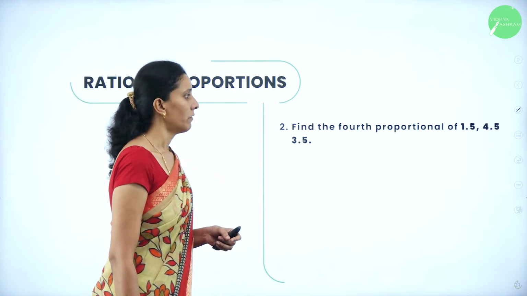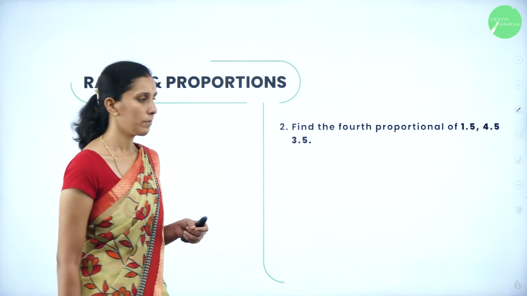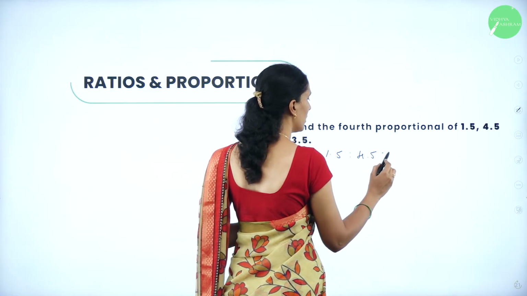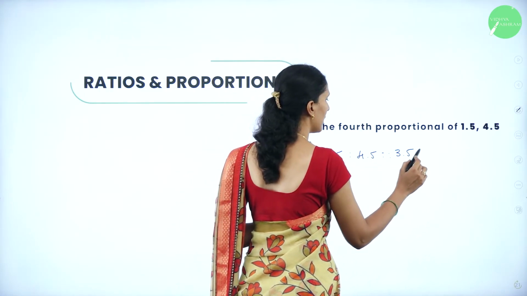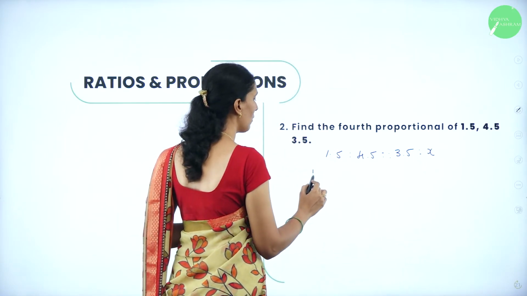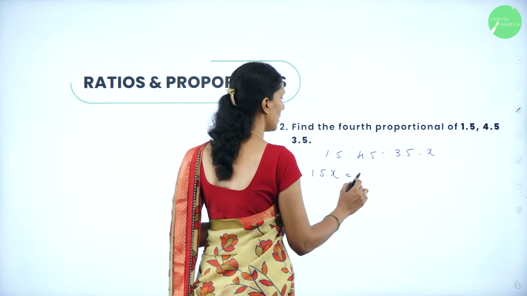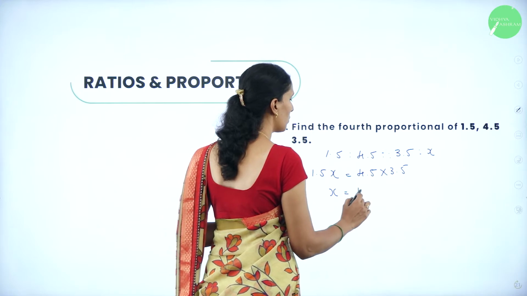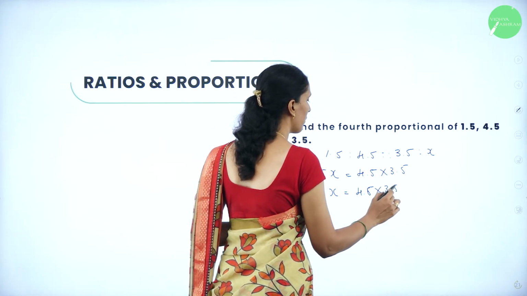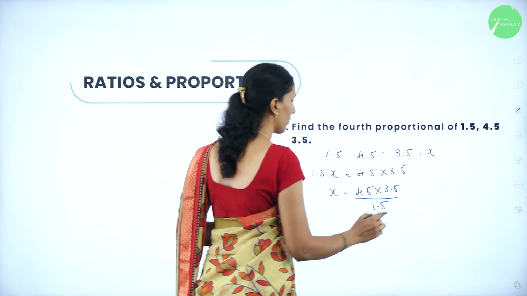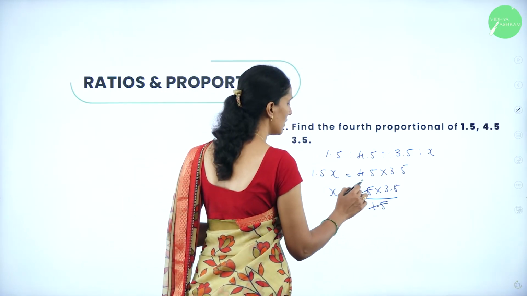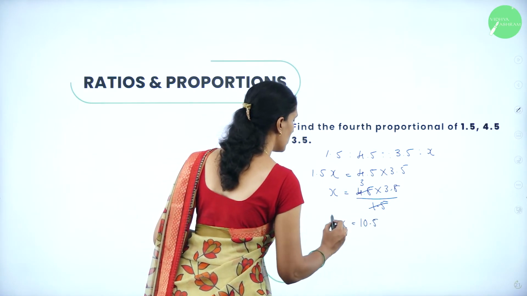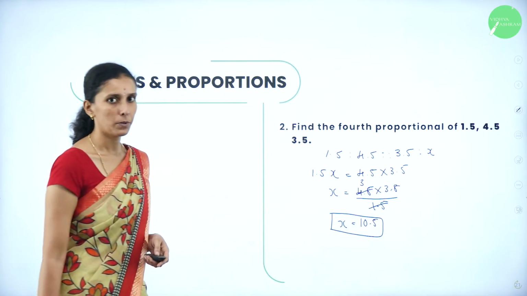Next we have 1.5, 4.5, 3.5. So that is 1.5 is to 4.5 proportional to 3.5 is to x. So when you multiply you will get 1.5x is equal to 4.5 into 3.5, or x is equal to 4.5 into 3.5 divided by 1.5. So you can divide, 1 ones are, 3 threes are, and when you multiply you will get x is equal to 10.5. So this is the value of the fourth proportional.